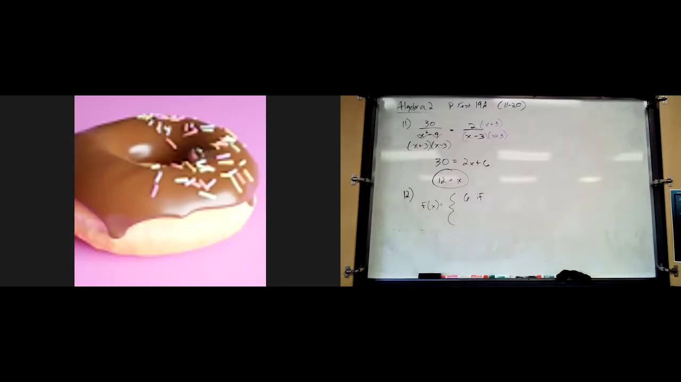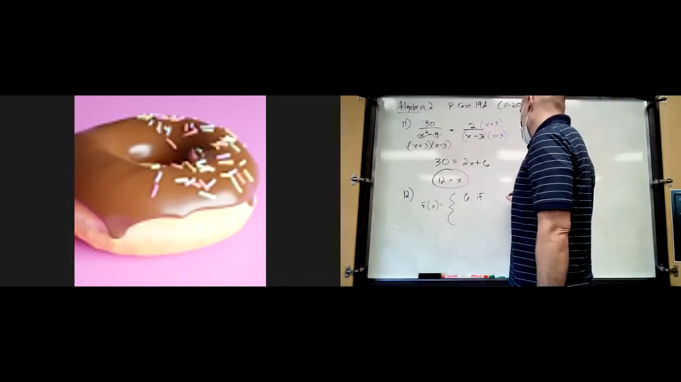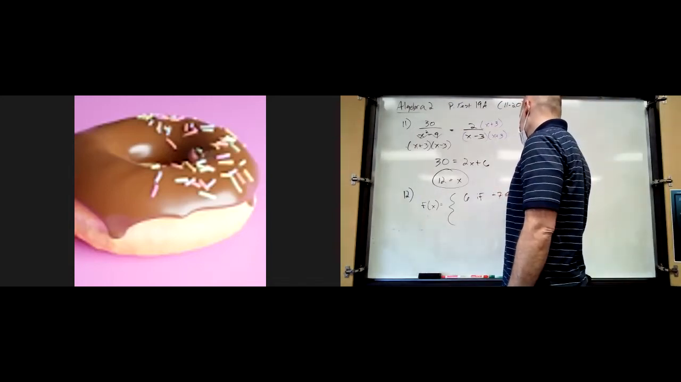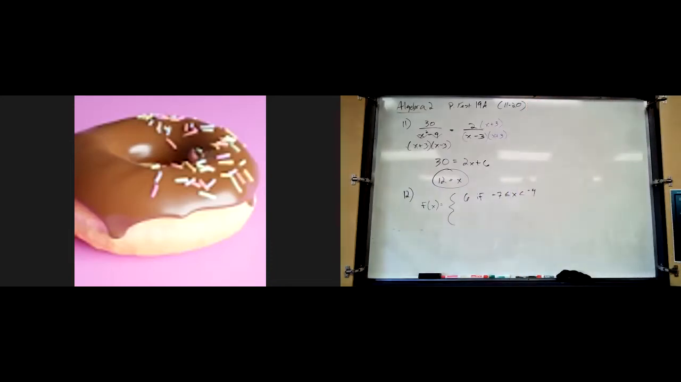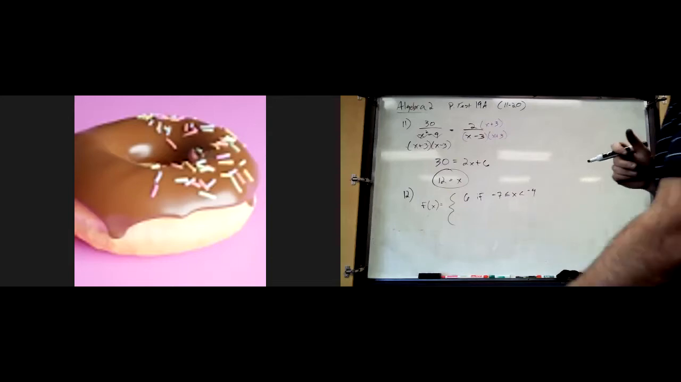So it's 6 when x is between -7 and -4, right? It could be -7, but it's not -4. So -7 is less than or equal to x, which is less than -4. So the value 6 is in between -7 and -4, including -7, but not including -4. You see why? Filled circle, open circle.